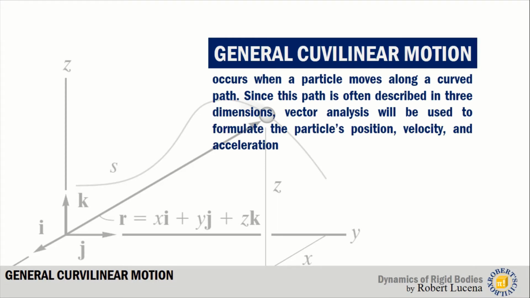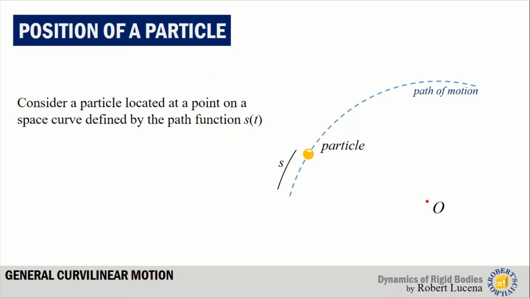It occurs when a particle moves along a curved path, and since this path is often described in three dimensions, the ideal solution will be using a vector analysis to formulate the particle's position, velocity, and acceleration. So we will define the particle's position, velocity, and acceleration in terms of vector analysis.